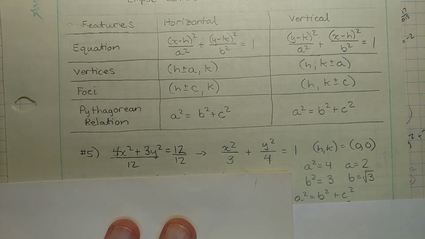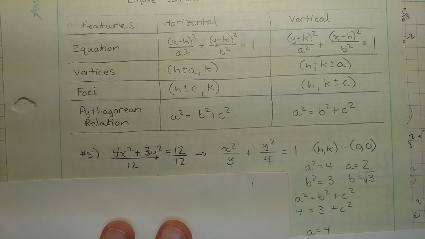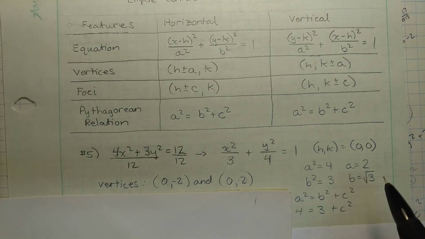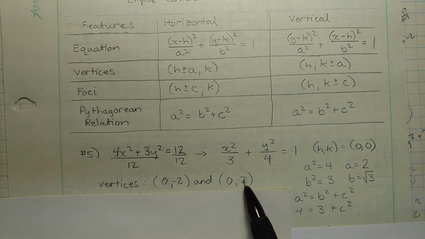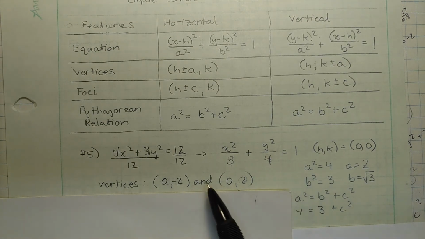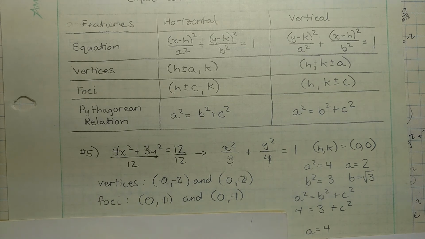So a squared is equal to b squared plus c squared. So solving that, I see that c squared is going to equal 1. So if c squared is going to equal 1, then I can know my vertices are going to be, notice I have to go a away from my center, so I add and subtract 2. Notice this one is vertical, because the a squared is under the y, so I add and subtract from the y coordinate there. And for the foci, it's positive and negative 1, which I'm not sure why I didn't write that down there.